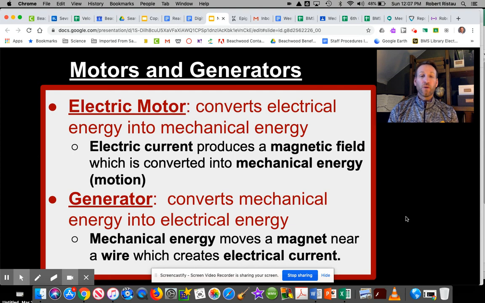All right. So that's the end of the notes for the non-contact forces for this unit. It's not the end of the unit. We still have to go through forces, which is going to be more next week.